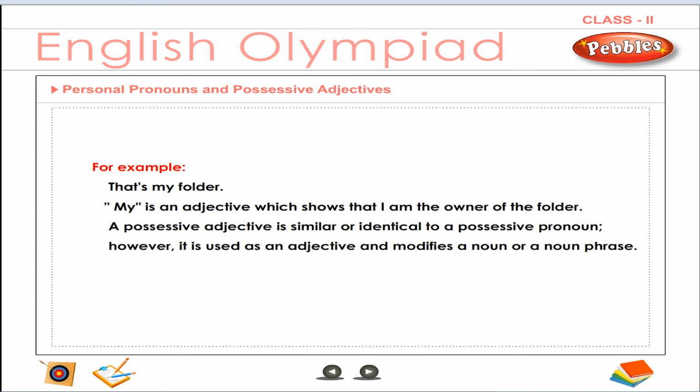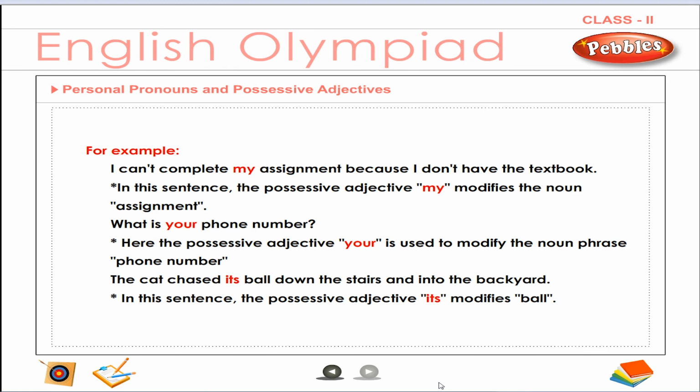A possessive adjective is similar or identical to a possessive pronoun. However, it is used as an adjective and modifies a noun or a pronoun phrase. For example, I can't complete my assignment because I don't have the textbook. In this sentence, the possessive adjective my modifies the noun assignment. What is your phone number? Here the possessive adjective your is used to modify the noun phrase phone number.